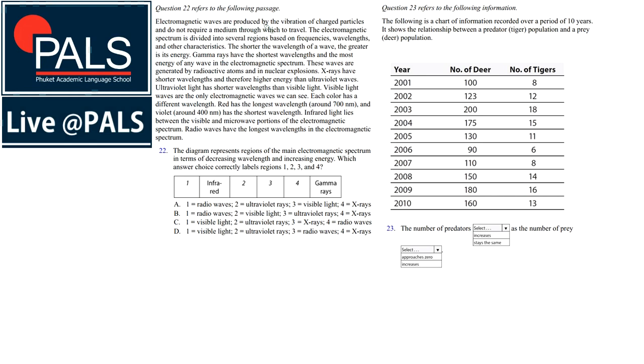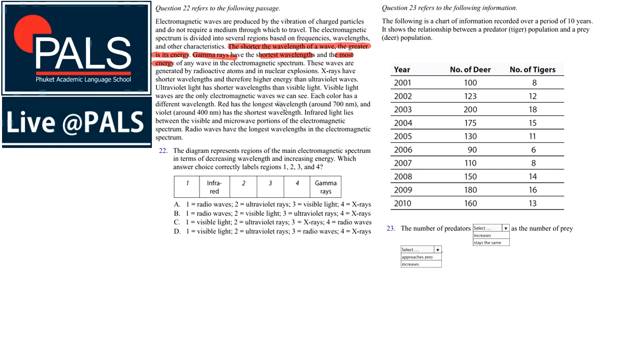Electromagnetic waves are produced by the vibration of charged particles and do not require a medium through which to travel. The electromagnetic spectrum is divided into several regions based on frequencies, wavelengths, and other characteristics. The shorter the wavelength of a wave, the greater its energy. That's probably something important. Gamma rays have the shortest wavelength and most energy of any wave in the electromagnetic spectrum. These waves are generated by radioactive atoms and in nuclear explosions.